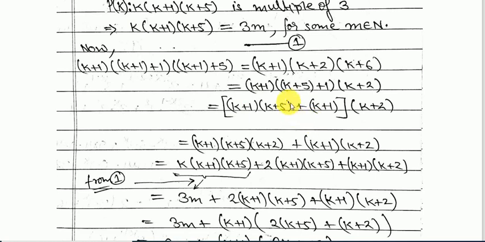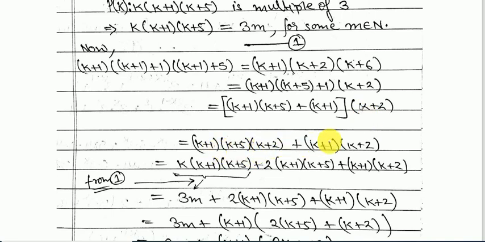Otherwise I could have used 3m. But here k is not there. But if this term k plus 1 into k plus 5 multiplies with k, then I can get this. Yes, so we will multiply. So here k plus 1, k plus 5 will multiply with the whole of this. So I got k plus 1, k plus 5 into k plus 2.